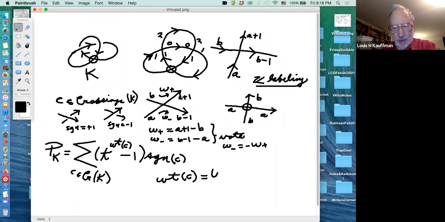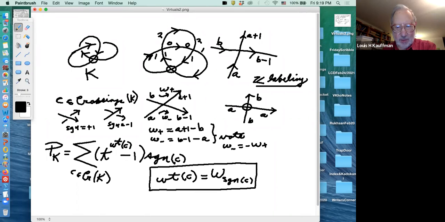And the weight of the crossing is the W sub sign of crossing at that crossing. So in other words, you take the W plus at that crossing if it is a positive crossing, and you take the W minus if it is a negative crossing. And this polynomial is an invariant of virtuals.